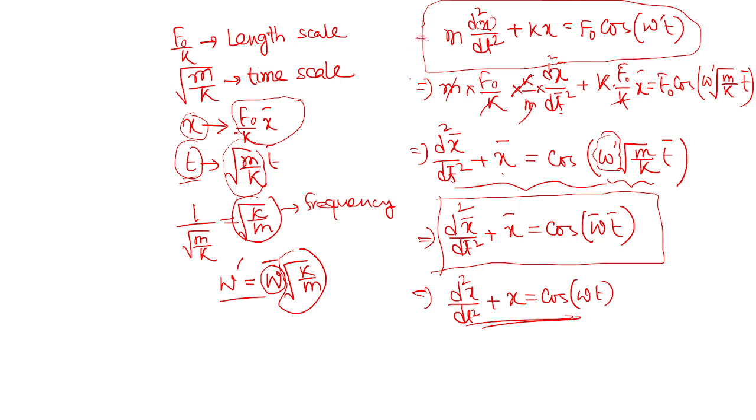From this equation, we got this equation, which only involves pure numbers. It does not involve any dimension. So now we want to solve this equation, x plus x equal to cosine of omega t. This type of equation is called an inhomogeneous differential equation. So how can we solve an inhomogeneous differential equation?